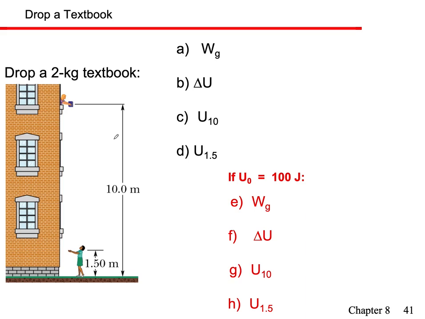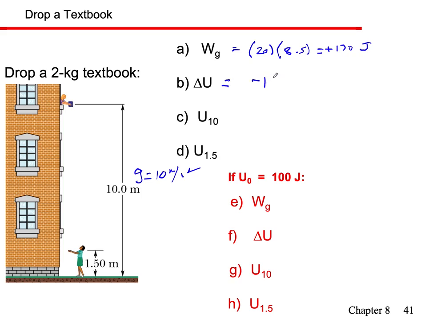Okay. Just to make it simple, let's make gravity 10 meters per second squared. In that case, how much work is done by gravity as it falls down? Well, it'd be the force of gravity on the book, 20 newtons, times the distance it falls, 8.5, which gives us 170 joules. Positive because gravity is acting in the same direction as the displacement. What's the change of potential energy? Well, we know work is equal to the negative change of potential.